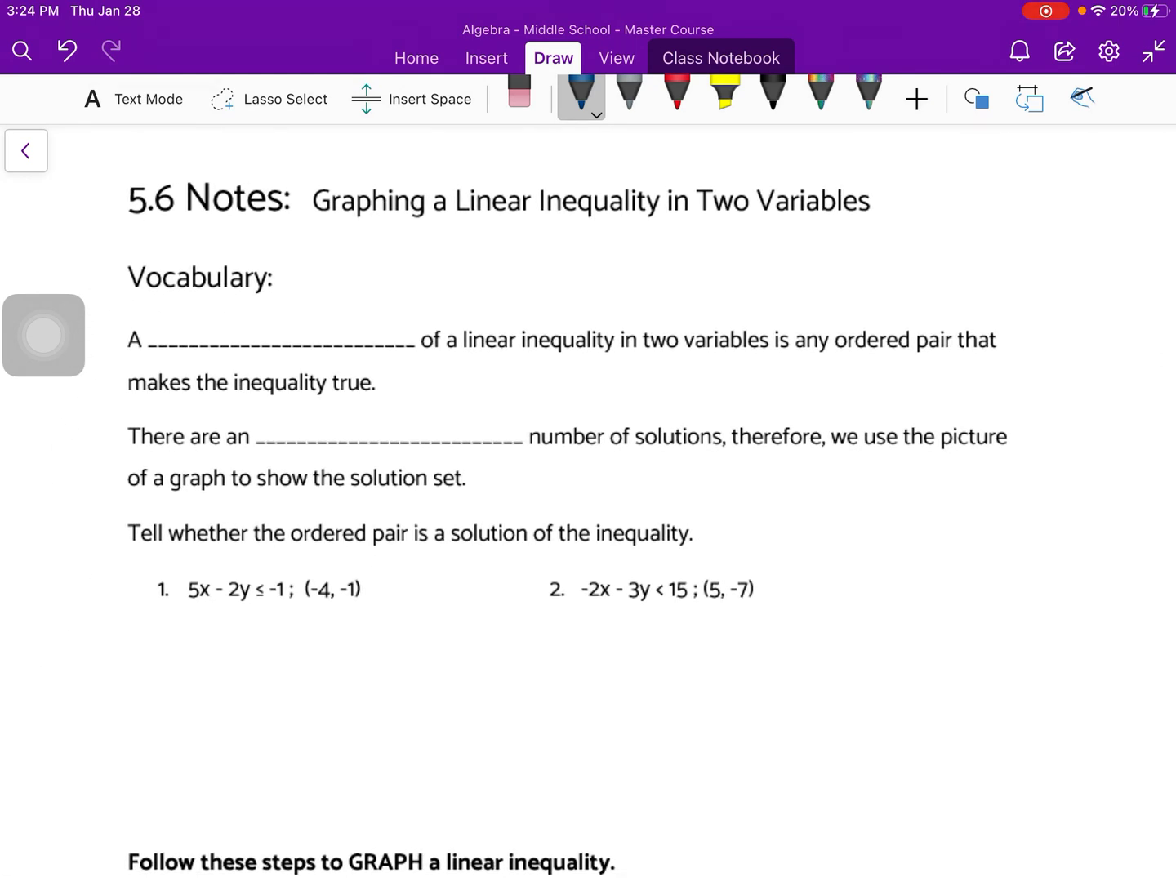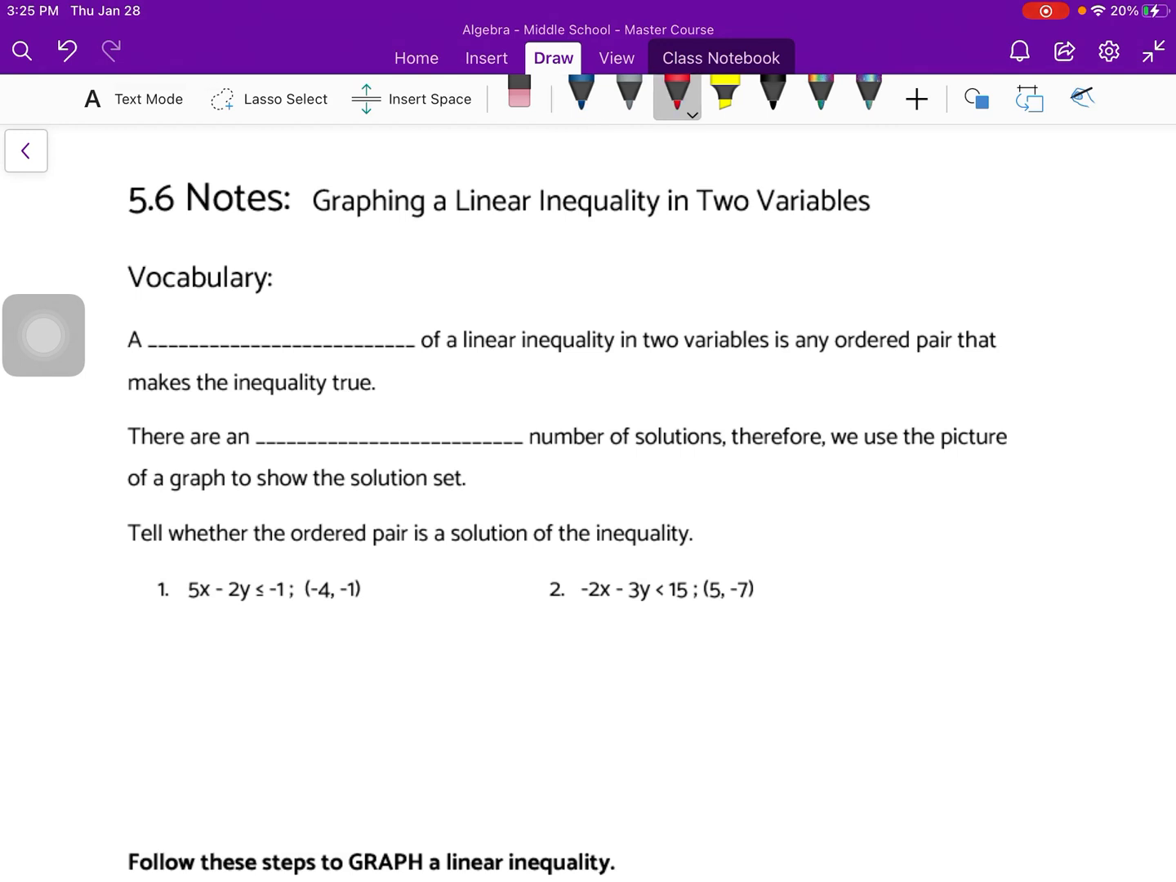Hi, Algebra students. These are your notes on section 5.6, graphing a linear inequality in two variables. So this is the point where we take kind of a turn in chapter 5. So far, we've been working really hard on understanding systems of linear equations, and now we're going to be looking at inequalities. So this is also something that is brand new to you this year, so please pay attention and take some good notes.